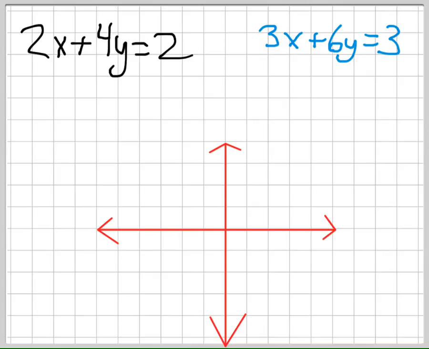Neither of those are in slope-intercept form, right? So we can put them in slope-intercept form pretty easily. On this one, we can move the 2x over by subtracting it and then divide by 4. So we're going to get 1/2 as a y-intercept.